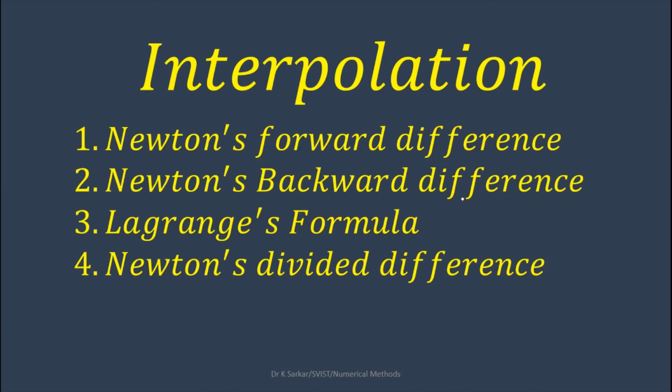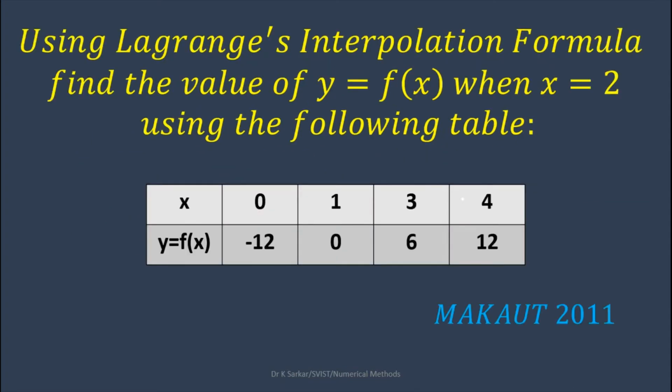Another advantage of Lagrange's interpolation formula is that the value of x for which f(x) has to be determined may lie anywhere in the interval, like at the beginning, in the middle, or at the end of the tabulated values. In this question, we have to find the value of f(x) for x equals 2, and 2 lies in the middle of the tabulated values.